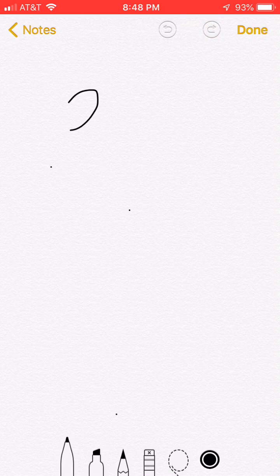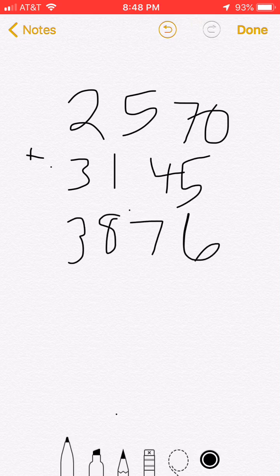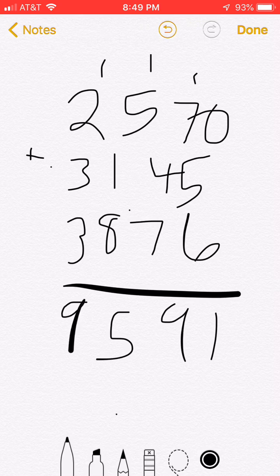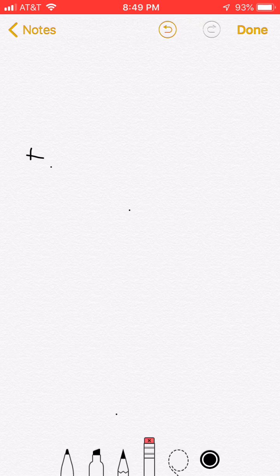I'm trying to speed up as fast as I can. So my first example problem is going to be this example problem. Let me write it down. There. So we do 0 plus 5 plus 6, which is 11. We add these 4 numbers to get 19. Add these 4 numbers to get 15. And then add these 4 numbers to get 9. So our answer is 9,591. I apologize if I'm going too fast, but I'm trying to finish up the video because, as you can see, I'm recording this at 8:49 p.m.